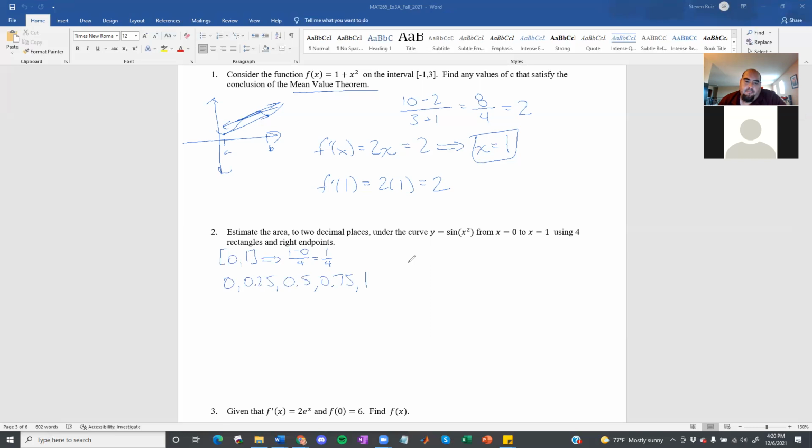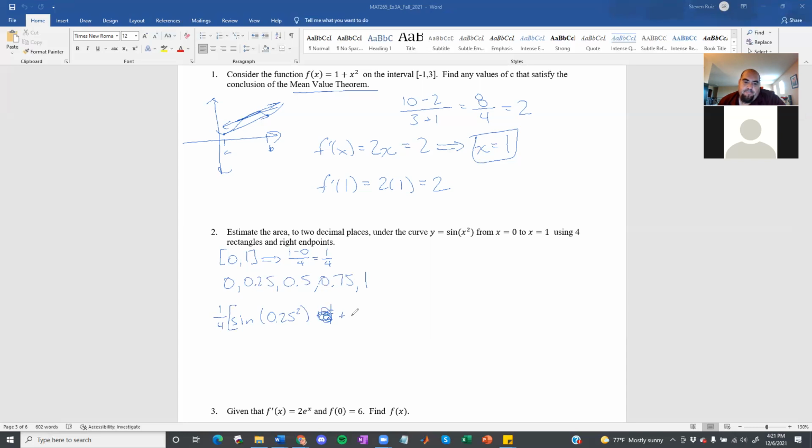Okay, and then we set it up. At least the way I do it, it's 1/4 times sine, and we're doing right endpoints. So it's 1/4 times sine of 0.25 squared plus sine of 0.